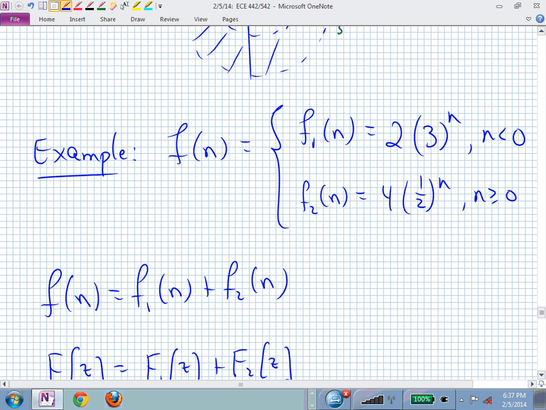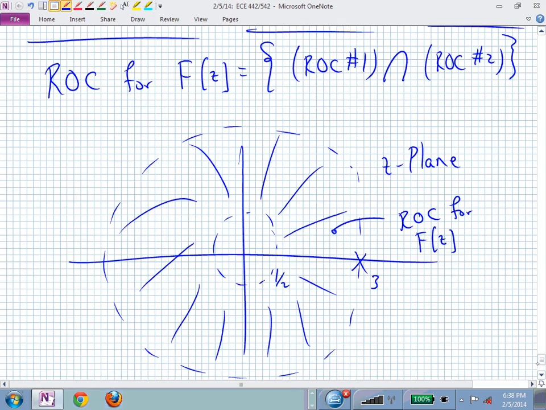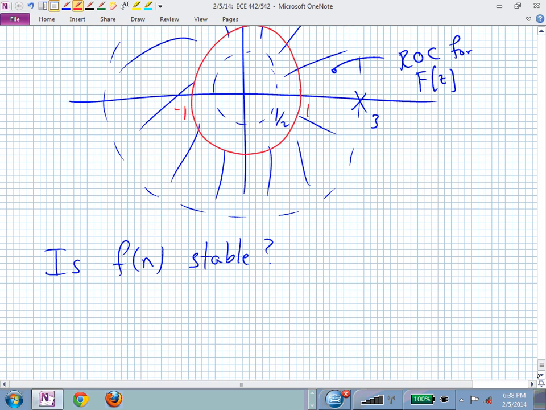What's this f sub 2 of n doing on the right side? It's 1/2 raised to higher and higher powers. That's decaying. So now we have this and this. It's stable, isn't it? Where's our unit circle relative to this region of convergence? It's contained within the region of convergence, isn't it? So that says that f of n, our time domain sequence or waveform, even though it's two-sided, is bounded. It's stable.